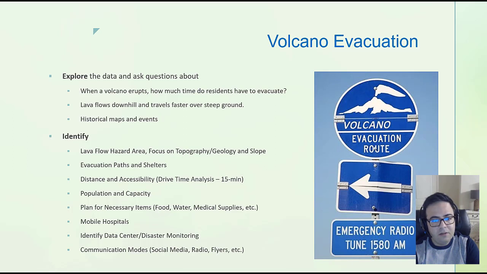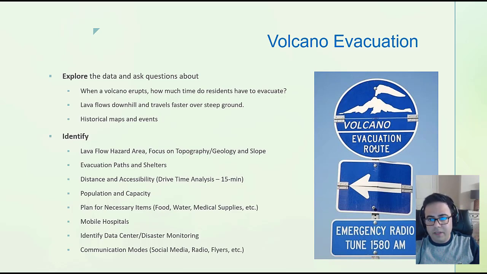Then the next thing would be looking into that hazardous area. You want to stay away from it as much as possible so we can create evacuation paths and shelters. The picture you can see is a great example of knowing where the shelters and the evacuation routes are. So we can possibly add these into our locations or cities that are more inclined to regular volcanoes. Then we can look at distance accessibility, looking into the road network.